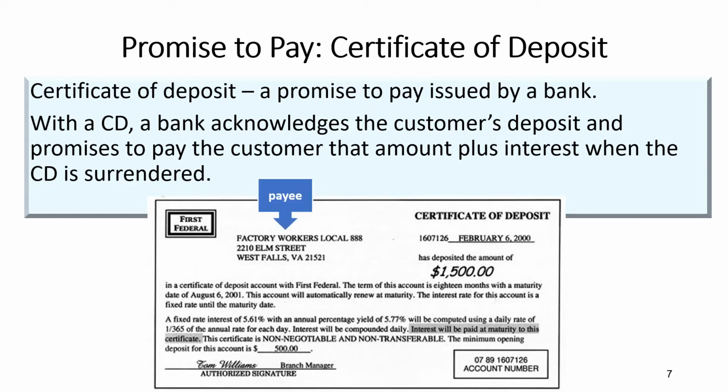Who are the parties here? Well, the payee is the Factory Workers Local. They deposited the $1,500, but they are being promised by the First Federal through their authorized agent, Tom Williams. They are being promised to receive $1,500 back plus interest. So with the certificate of deposit, the payee has deposited money, but they're going to receive that money back plus interest.